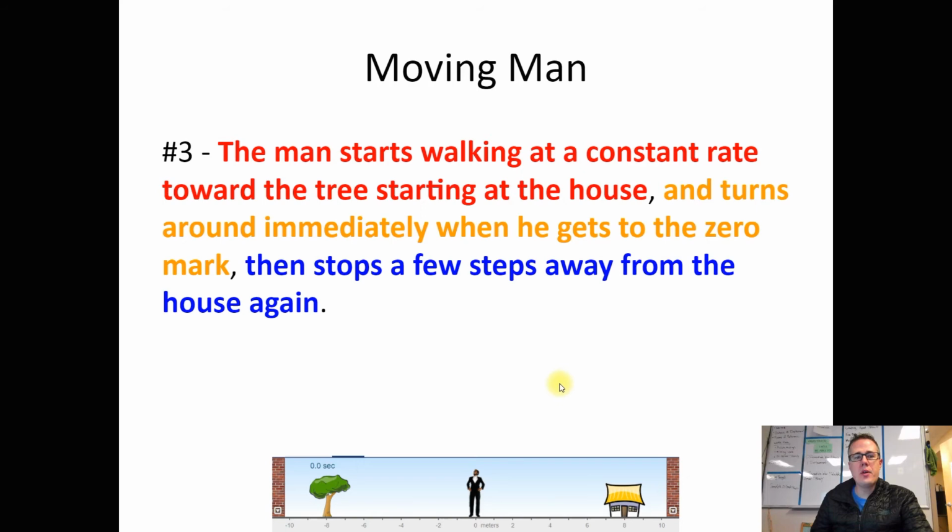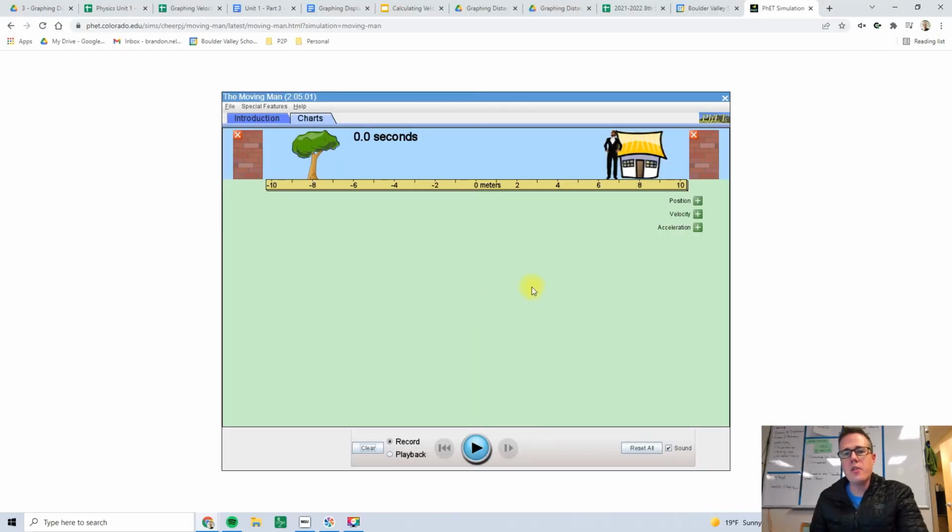For the third one and last one, this time the man is walking at a constant rate towards the tree while starting at his house. He's going to turn around, and immediately when he gets to the 0 mark, then he's going to stop a few steps away from the house again. Pause this video if you need to add the description and make your sketch. If you're still watching, you're ready to check to see your graph.